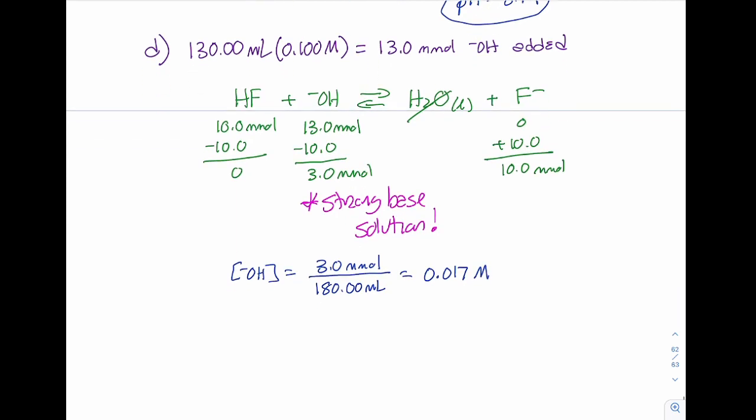And then I'm going to calculate the pOH and then subtract from 14. You could do it differently if you want. So I have a pOH of 1.77, so a pH of 12.23.